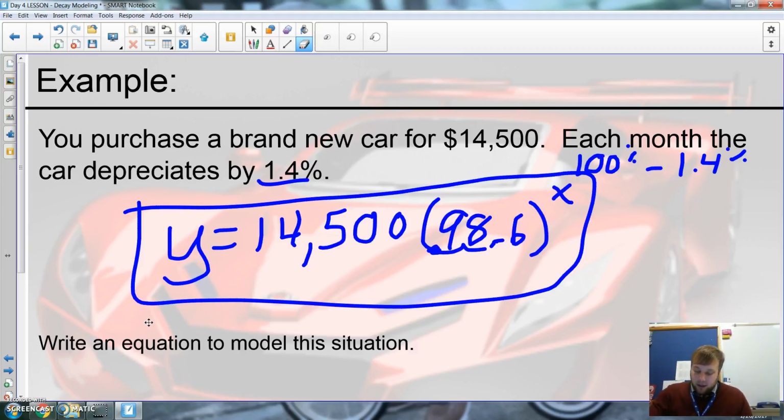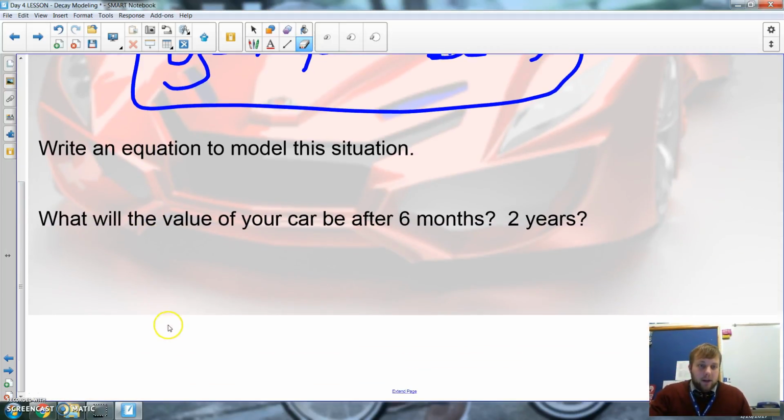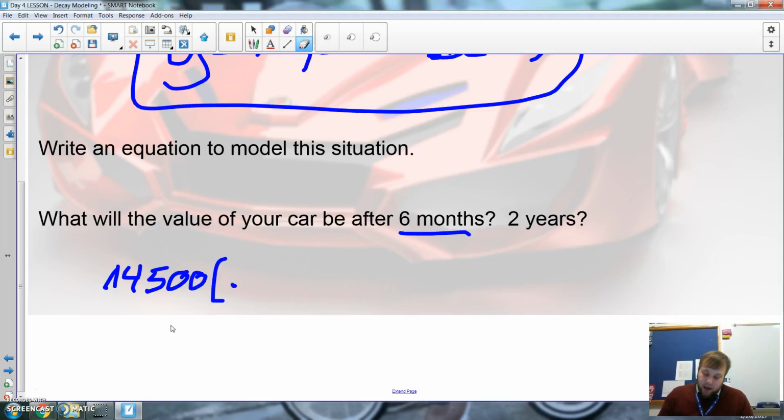All right. Lastly, what is the value of the car after 6 months? We're going to do 6 months first. So I'm going to go 14,500. Sorry, it's a little delayed. Times 0.986 to the 6th power, because this thing is in months, right?